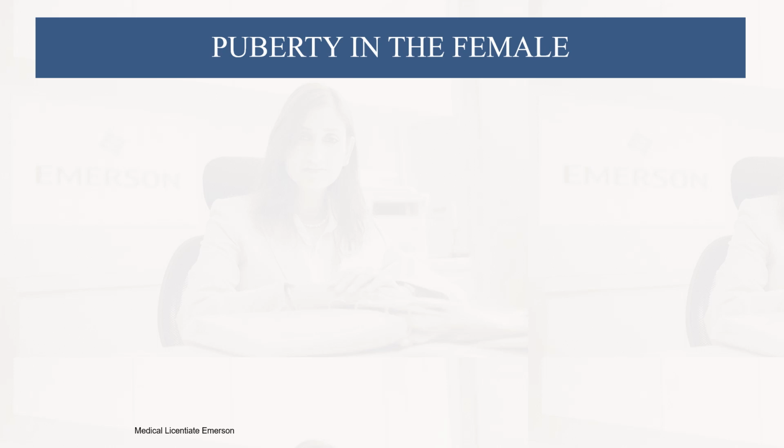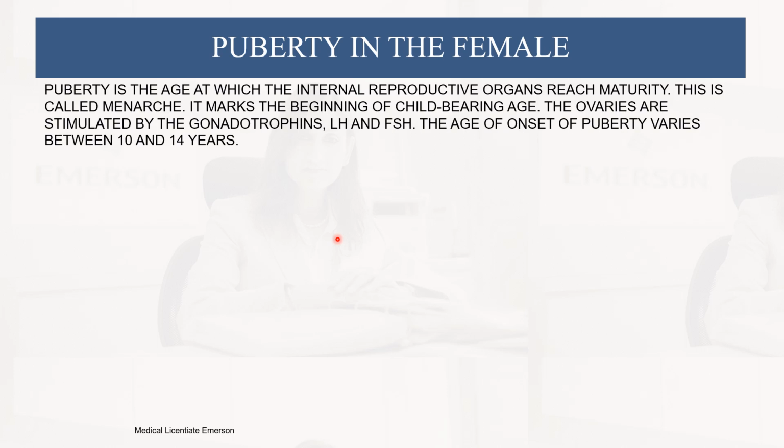Okay, so let's continue. We are done with the female response to arousal. Now let's look at puberty in females. Puberty is the age at which the internal reproductive organs reach maturity. This is called the menarche. During menarche, someone will begin having menses. So menarche is menses, menarche. That's the easiest way to remember it.